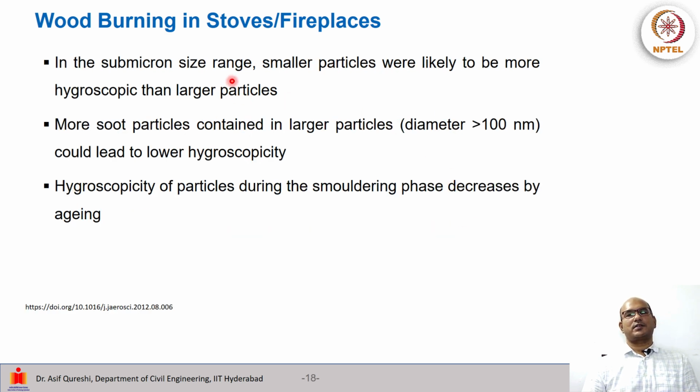In the submicron size range, smaller particles were likely found to be more hygroscopic than the larger particles. There were more soot particles in the larger particles, which have a diameter greater than 100 nanometers or 0.1 micrometer, which could lead to low hygroscopicity. And the hygroscopicity of particles during the smoldering phase decreased by aging. So the more we waited, the less hygroscopic the particles became.